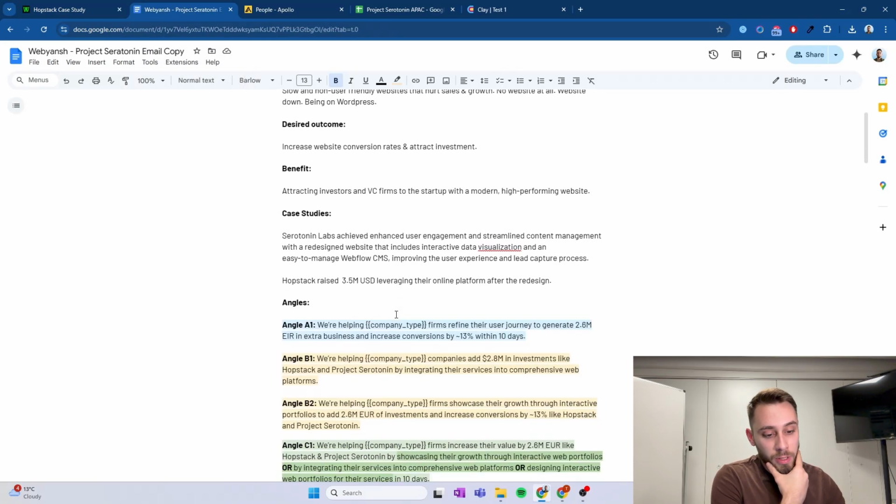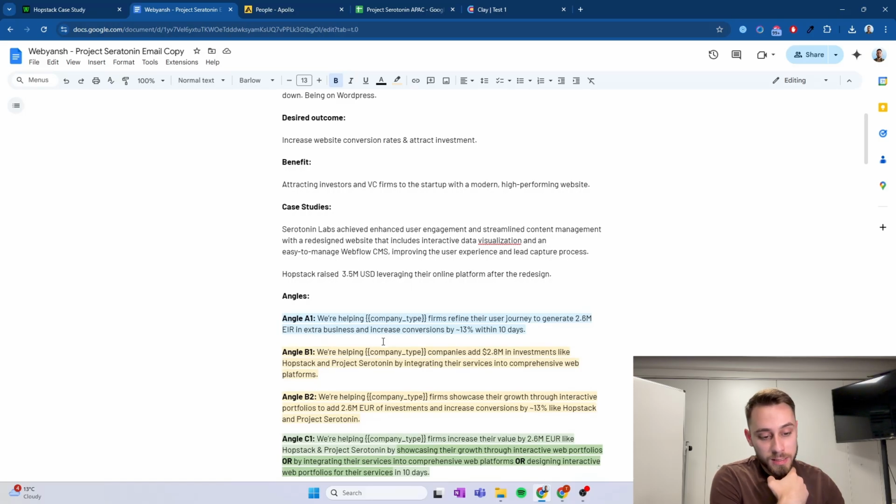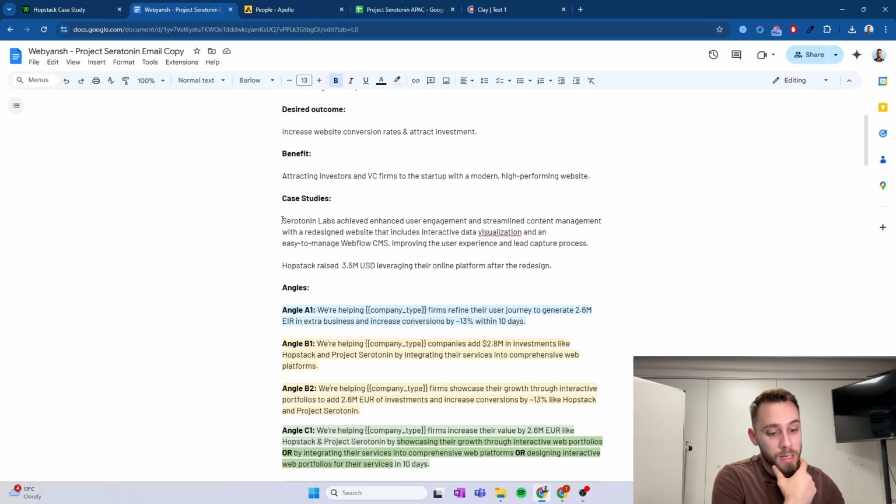Now the case studies, we have Serotonin Labs, which is another case study that this client has. Serotonin Labs achieved enhanced user engagement and streamlined content management with a redesigned website that includes interactive data visualization and an easy to manage Webflow CMS. Cool. Now this is again a really cool project, and it will work because we're approaching the health and wellness markets. But do you see how we couldn't necessarily subtract a tangible result from the specific case study?